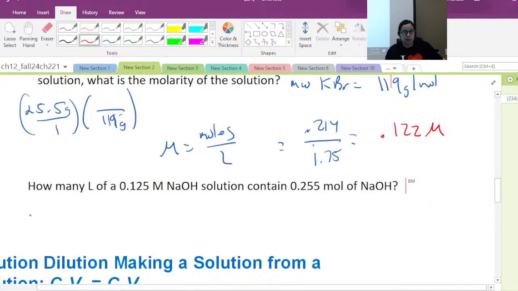All right, so go ahead and try the next one. Again, just use your relationship. Molarity is moles over liters. And set up a proportion.